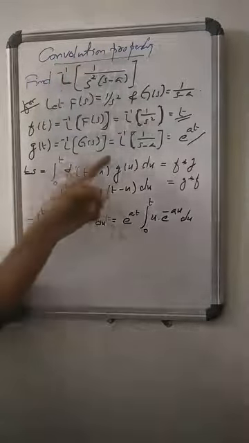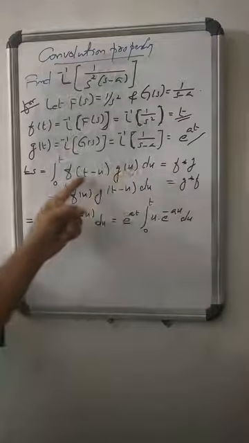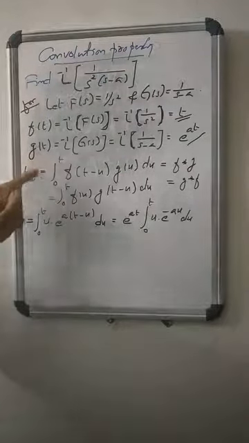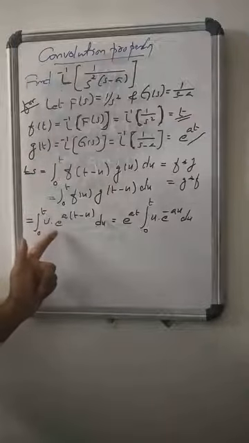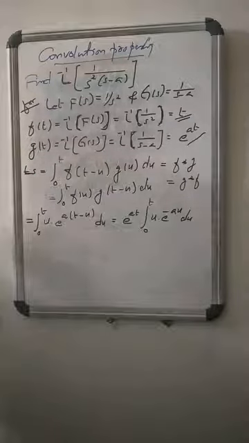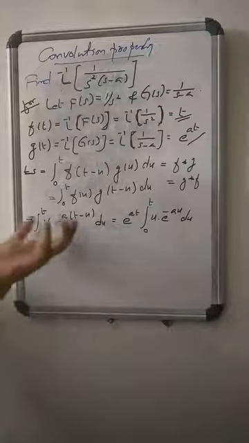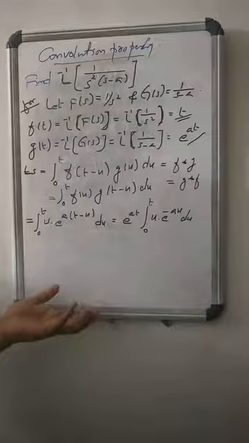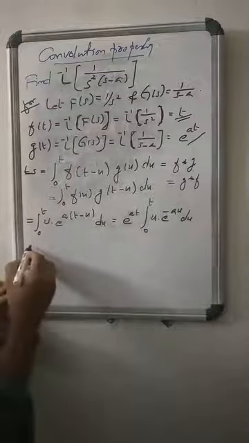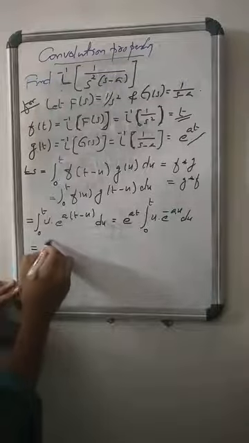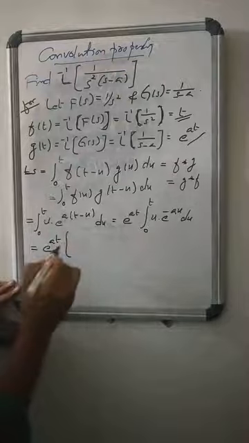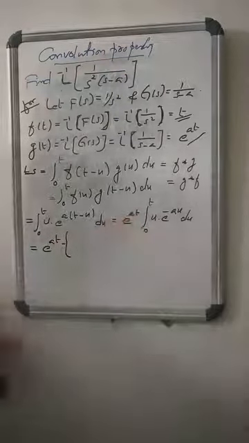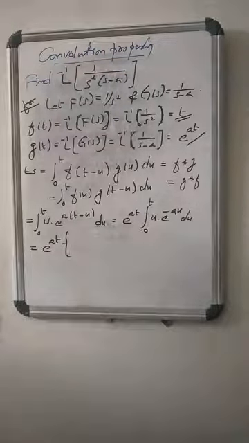If you solve the problem by using the other relation, it is integral 0 to t, t minus u into e power at. You can solve that problem also by using that method. So this equals e power at into, then how to integrate this one? Integral 0 to t, u e power minus au du.